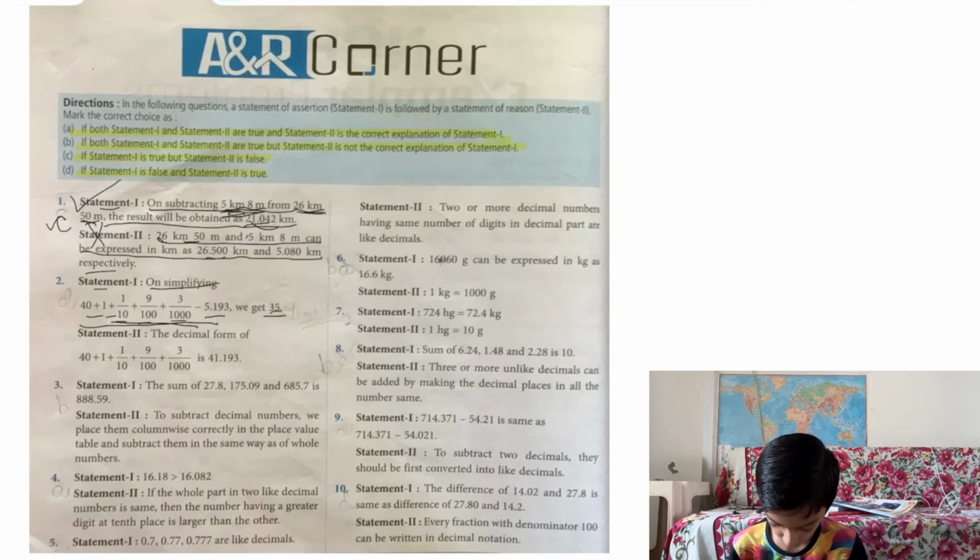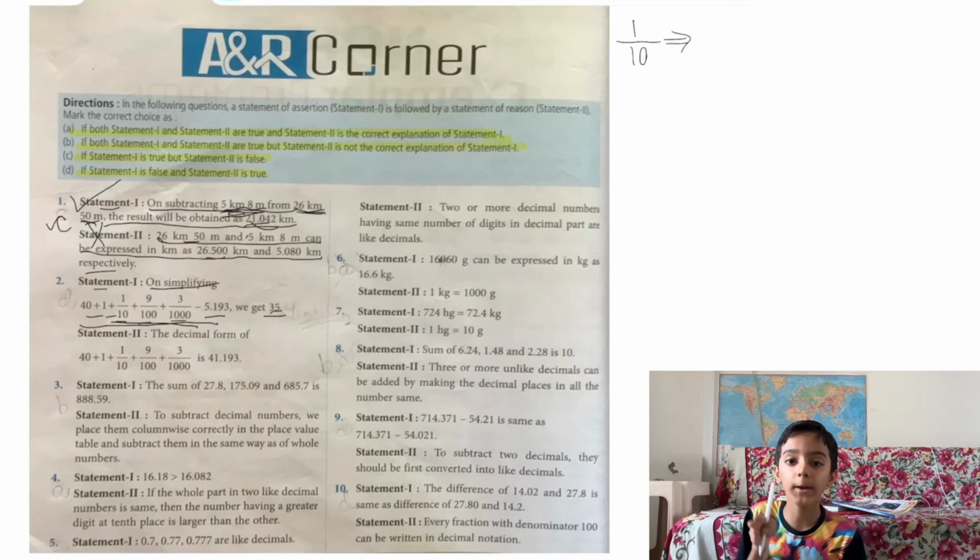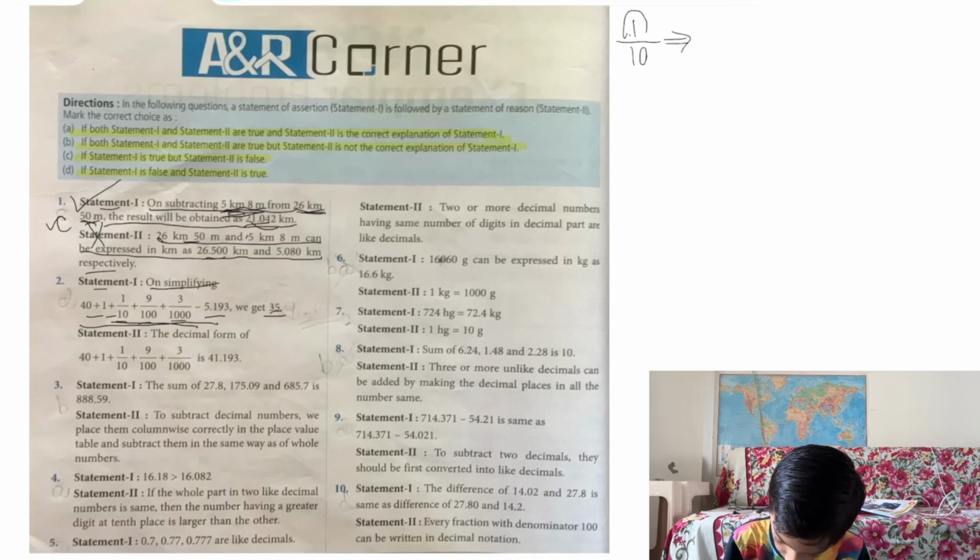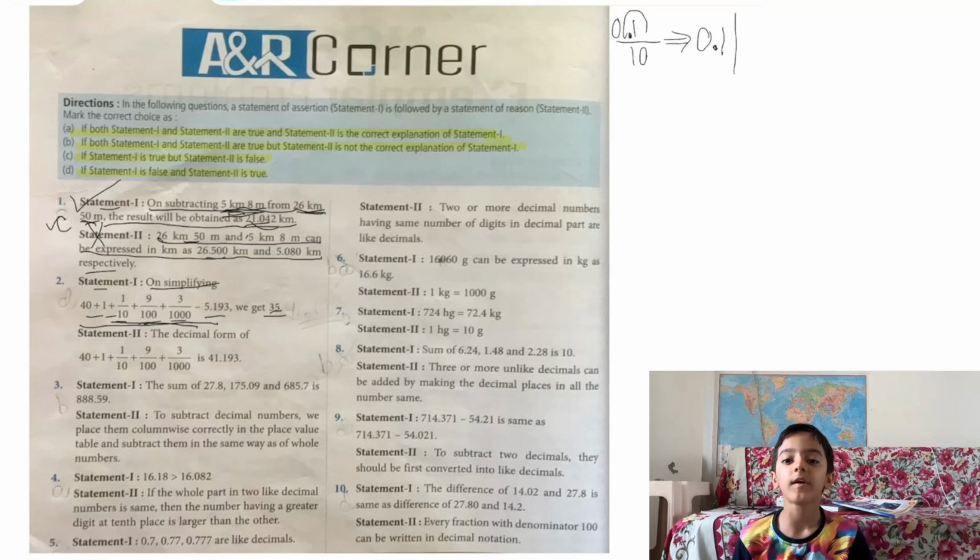First let's convert 1 by 10. So here in the denominator there is 1 zero. So in the numerator we will shift the point one place to the left. So here one place, here point will come, and here 0. So 1 by 10 can be written as 0.1 in decimal form. Now let's convert 9 by 100 to its decimal form.